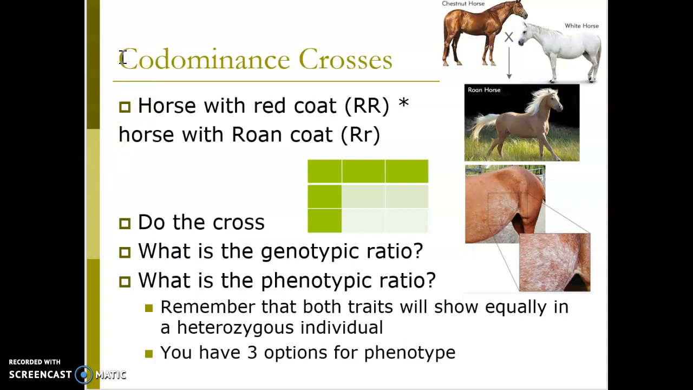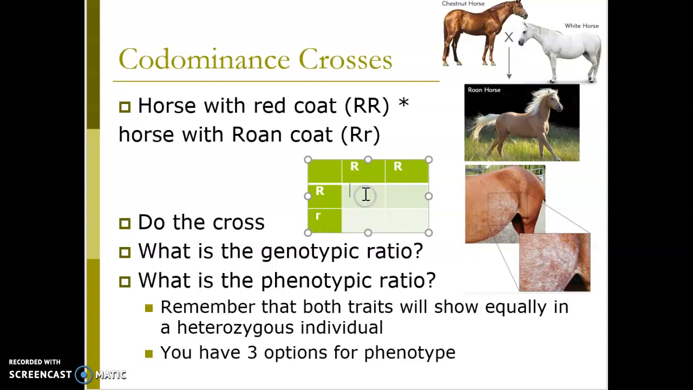So codominance in horses, we have these chestnut horses and white horses. Then they bred together, they make these roan ones. And roan horses look light tan or reddish from far away, but their individual hairs are either red or white. They're showing both traits. So we're going to breed together a homozygous dominant red horse, and we're going to breed it with a roan. So roan is the middle, you're showing both traits, right?